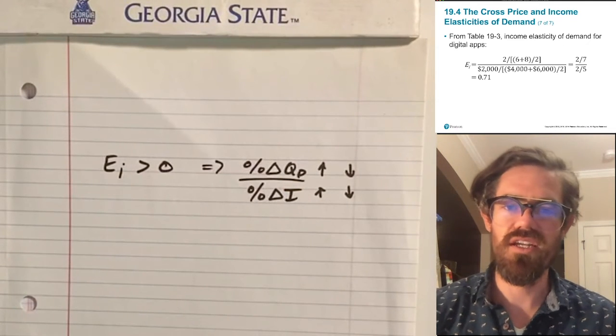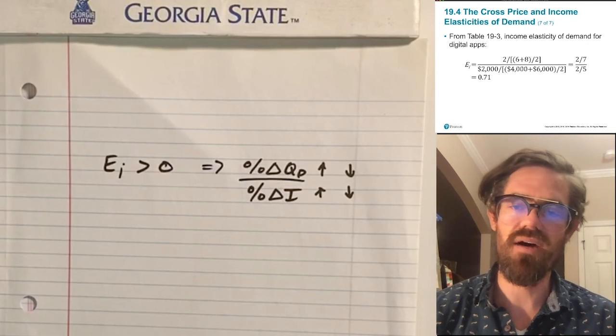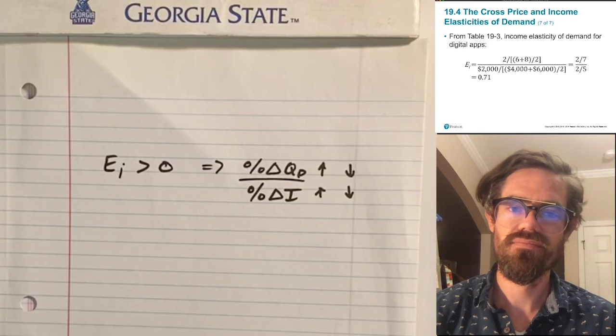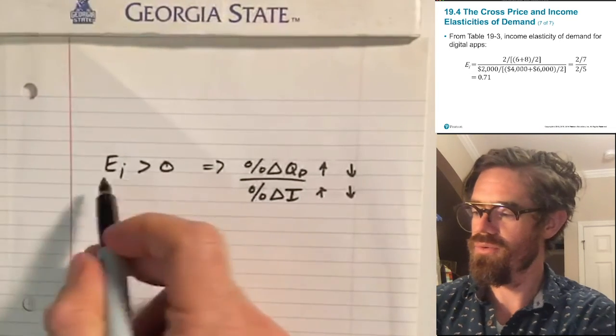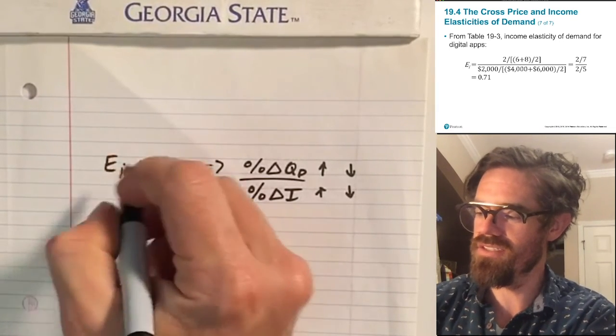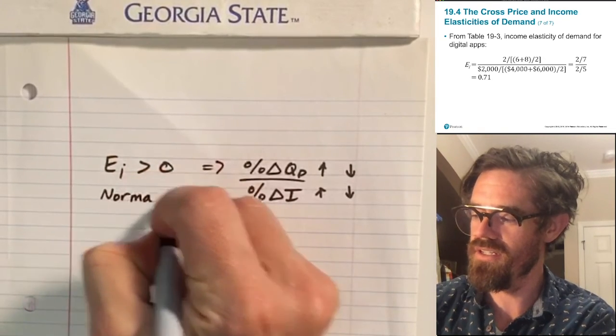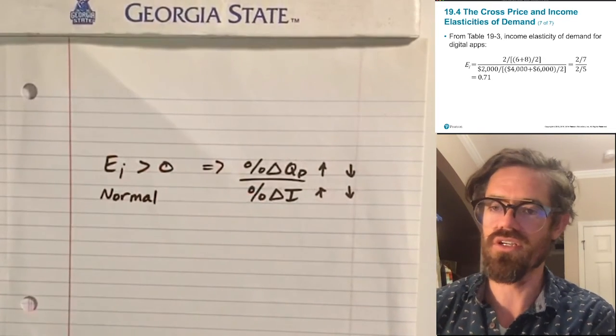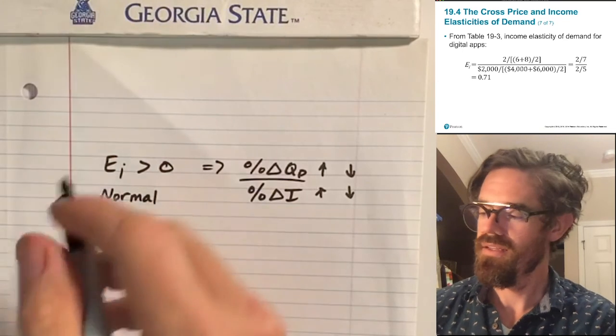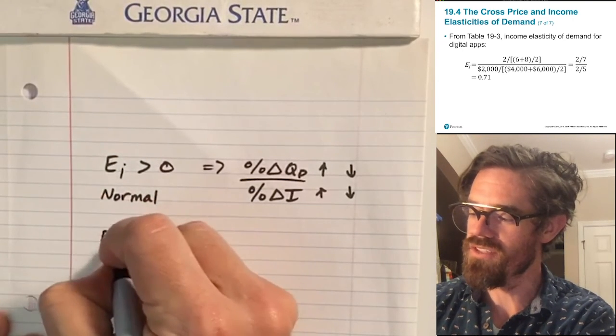What type of good is it that when your income goes up, you buy more of it? We've already learned about this. It's a normal good, right? So when income elasticity of demand is positive, it's telling us that good is a normal good. And hopefully you see where this is going.